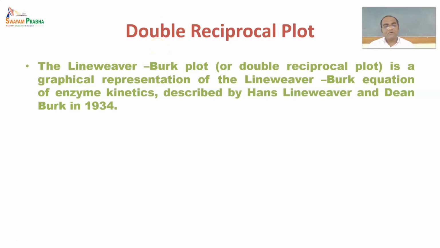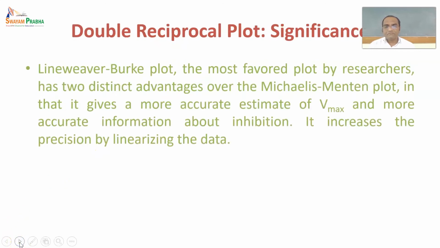Actually this double reciprocal plot has a significance in that it can overcome the limitations of the Michaelis-Menten equation. We'll see one by one what happens. The significance of the Lineweaver-Burk plot is that it is the plot most favored by researchers, as it has 2 distinct advantages over the Michaelis-Menten plot, in that it gives a more accurate estimate of Vmax and more accurate information about inhibition. It increases precision by linearizing the data.